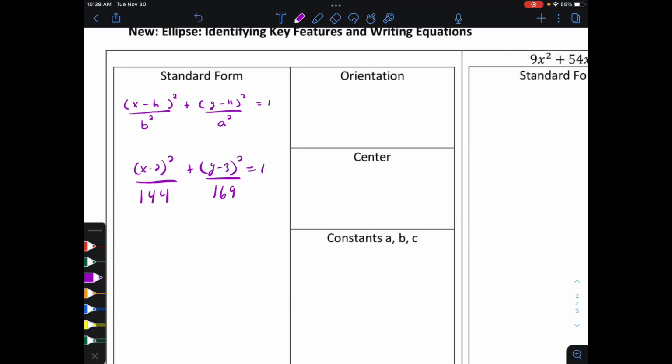All right, orientation. It was elongated vertically. The center we identified 2, 3. All right, constants A, B, and C. Well, we said A, the distance from the center to a vertex was 13. B, the distance from the center to a co-vertex was 12. We've got to figure out what C is.